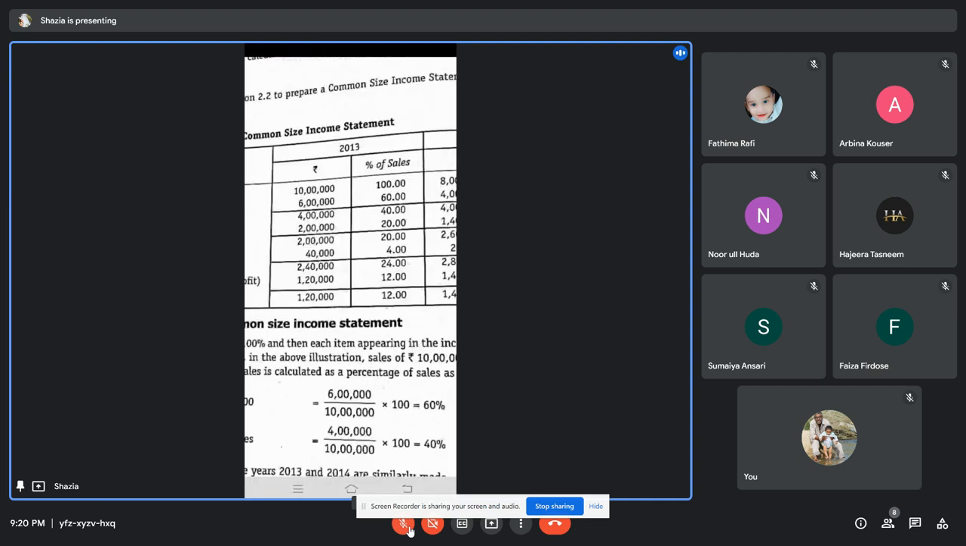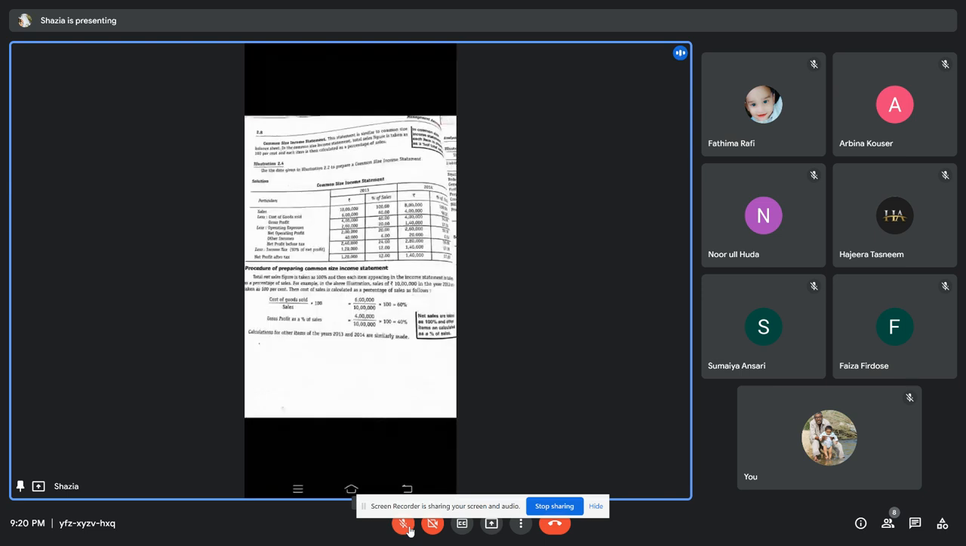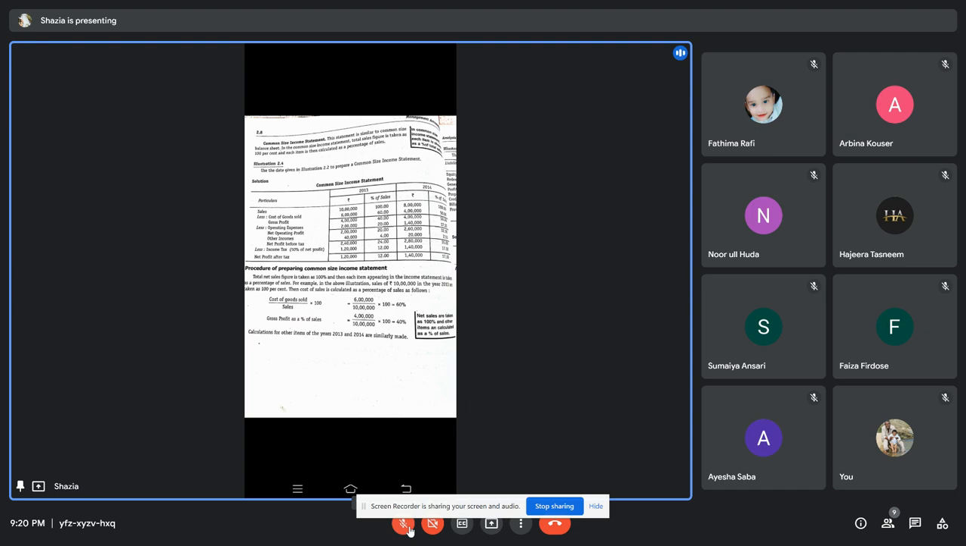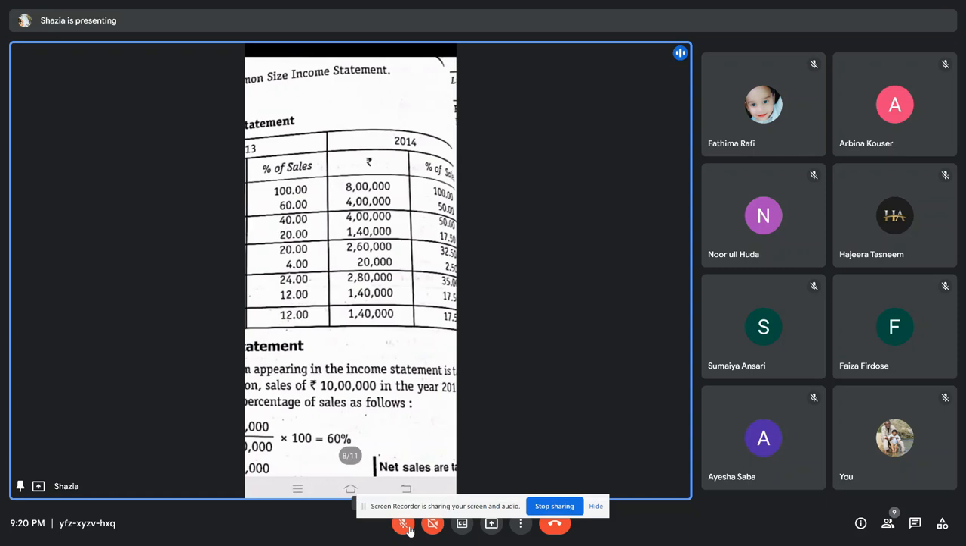Okay. So now in the same way you have to go with the next year, 2014. How much is the sales for 2014? It is 8 lakh. So consider the percentage of sales also as 100%. Now what is the next thing you are supposed to calculate? Cost of goods sold. Now the cost of goods sold amount is how much? 4 lakh. Now how do you calculate the percentage for cost of goods sold?